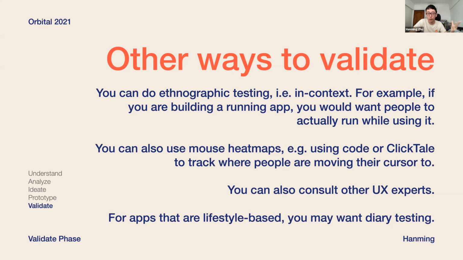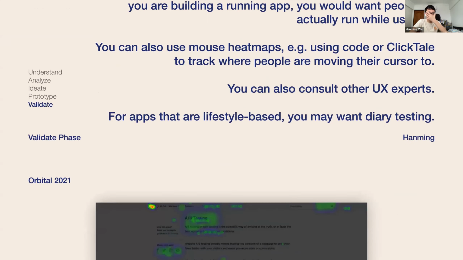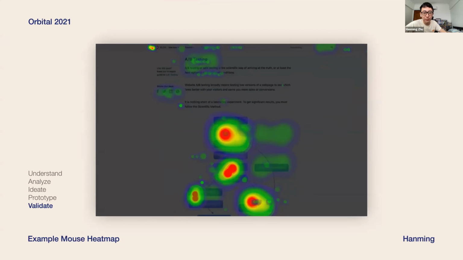Sometimes you come up with a new design, but it's actually worse. People don't like it. Then you want to find out whether it's true or not. So this is an example of a mouse heat map. You can see that people like to hover around this area, and some people like to hover here or maybe here to go back to the home screen.